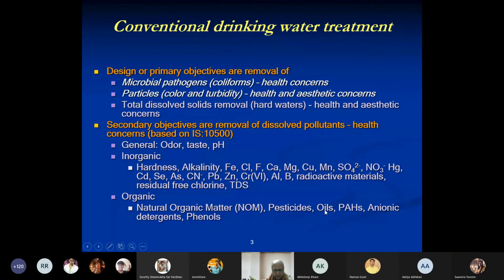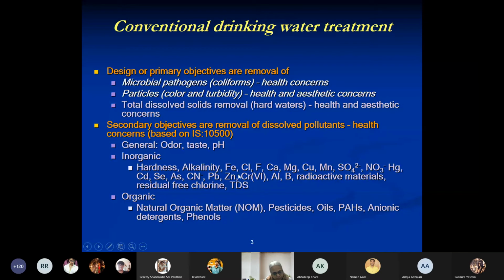Now let me highlight a couple of them. So we have mercury, cadmium, selenium, arsenic, chromium, and lead. These are considered toxic heavy metals. They have no useful properties. They should not be there in water. Their levels should be zero. So these are completely toxic at even the lowest concentration.